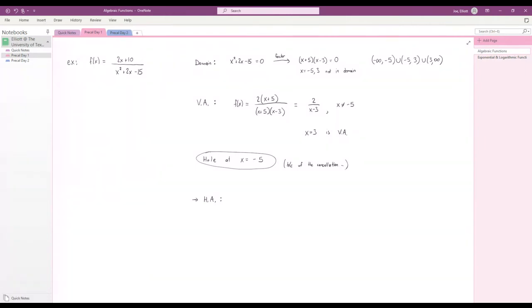This function here does have a horizontal asymptote. So let's talk about the horizontal asymptote for this problem. If the numerator has a higher power, there would not be a horizontal asymptote. That is correct. So this one does not have a slant asymptote, but let's take a look at the horizontal asymptote.